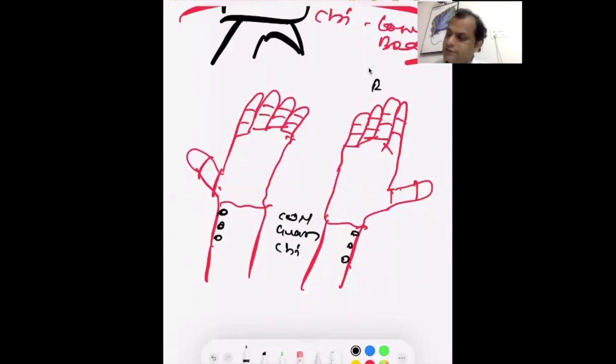So this is the right hand and this is the left hand. So upper chun is lungs and heart. So lungs and heart.